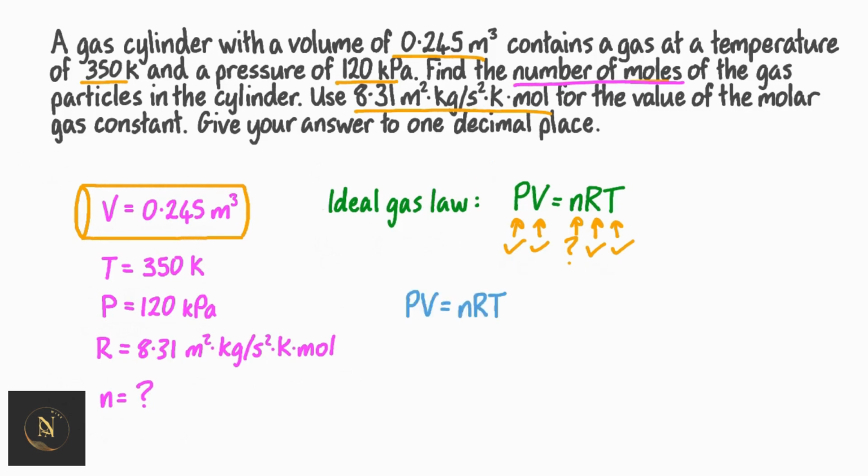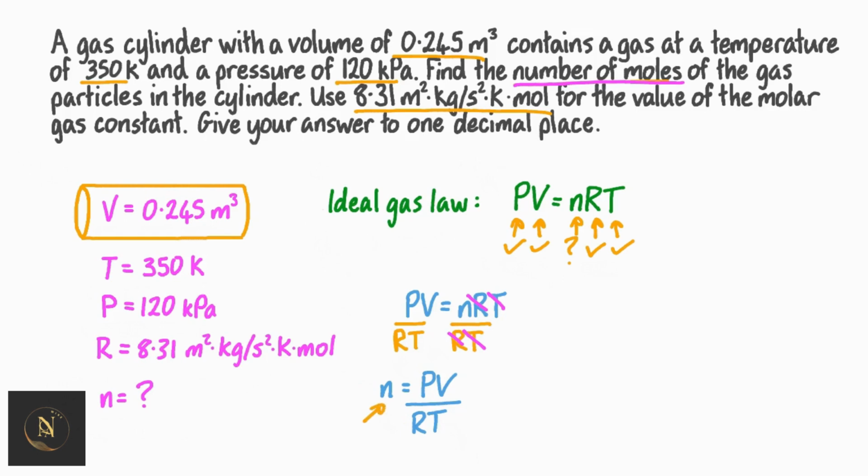To make N the subject, we need to divide both sides of the equation by both the molar gas constant R and the temperature T of the gas. Then we can see that on the right-hand side, we've got an R in the numerator which cancels with the R in the denominator, and likewise the T in the numerator and the T in the denominator also cancel each other out. If we then rewrite the equation with the left and right-hand sides swapped over, we have that the number of moles N is equal to the pressure P multiplied by the volume V divided by the molar gas constant R and the gas temperature T.